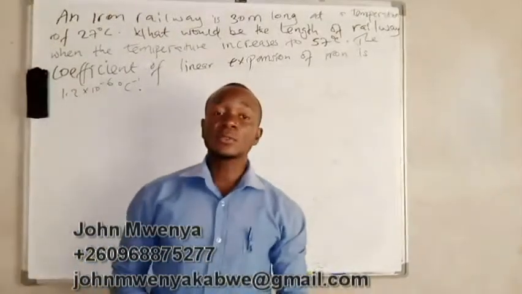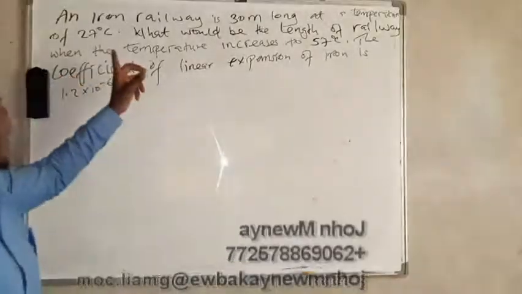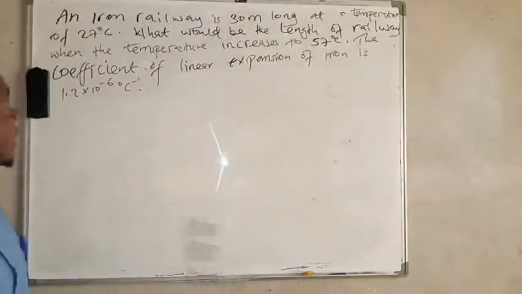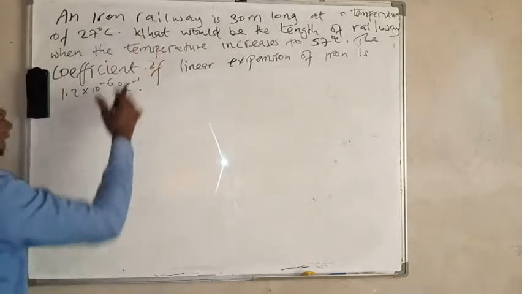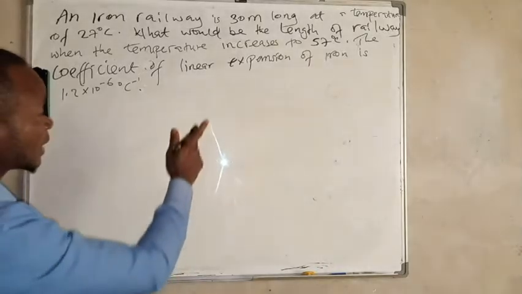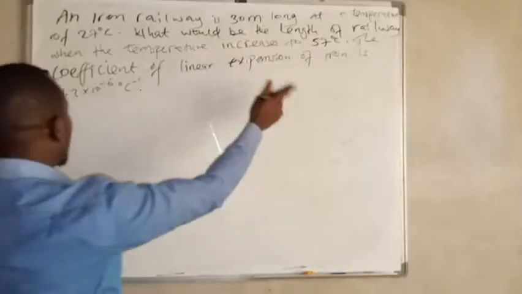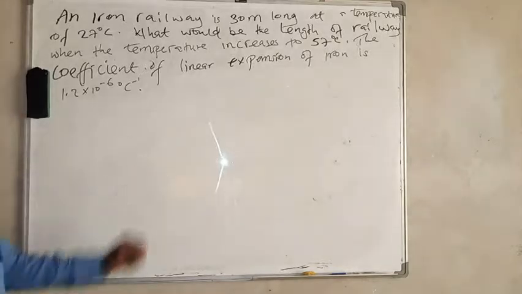Welcome. In this video, we're going to look at linear expansion, and the question says, an iron railway is 10 meters long at a temperature of 27 degrees Celsius. Question, what would be the length of a railway when the temperature increases to 57 degrees Celsius? The coefficient of linear expansion of iron is 1.2 times 10 to the power negative 6 per degree Celsius.